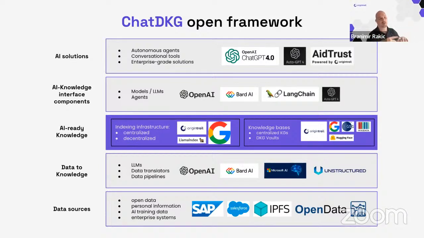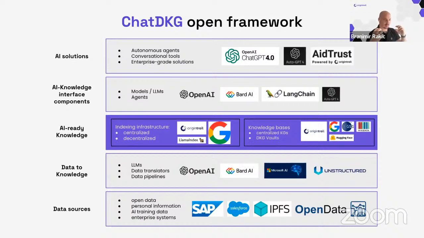Knowledge bases can be centralized or decentralized, and indexing infrastructure can also be centralized or decentralized. You can benefit from both when you create knowledge assets out of either centralized or decentralized knowledge, effectively creating interfaces between AI and knowledge. So components which are built with models, such as the ones we showed you just now, or agents. AI agents are a really hot topic lately. And then on top of that, building all kinds of different AI solutions.